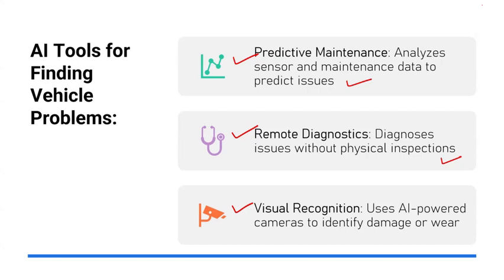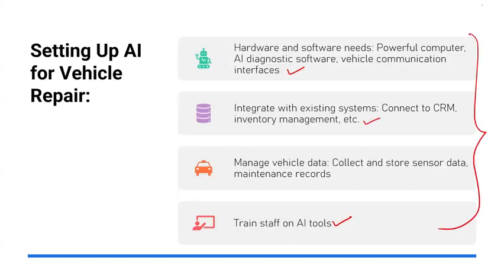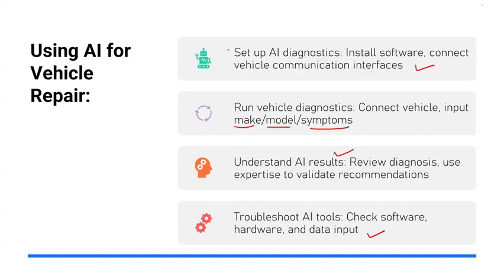The next servicing is in 8 months, so it may cause fatal failure. Once AI is controlling this, it becomes standardized: remote diagnosis and visual recognition. Then you need hardware and software, powerful computers to set up your AI diagnosis, integrate them with CRM and inventory, manage all the vehicle data coming to and leaving the service station, and train the staff on AI. How to use it, set up the AI diagnosis, connect it to the vehicle, run the diagnosis, understand the result provided by the AI, and troubleshoot accordingly.